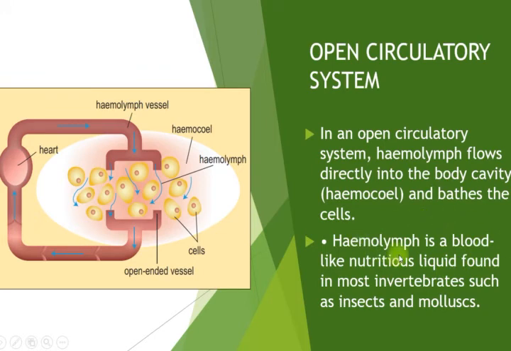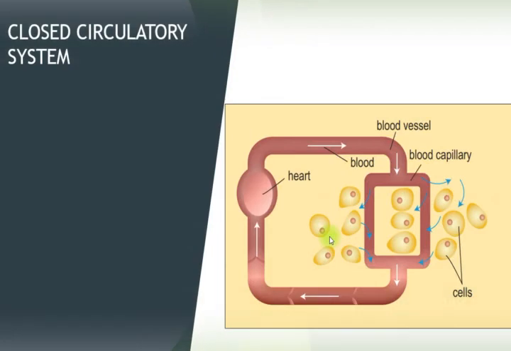What is hemolymph? It is a blood-like nutritious liquid. It is a colorless liquid, found in most invertebrates such as insects and mollusks. So that is the open circulatory system.